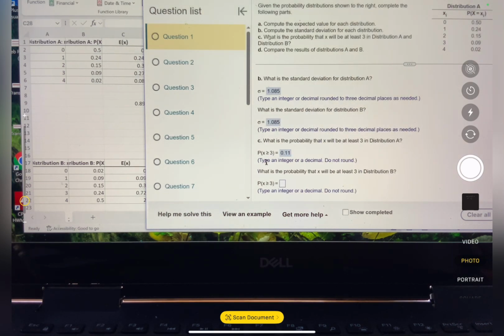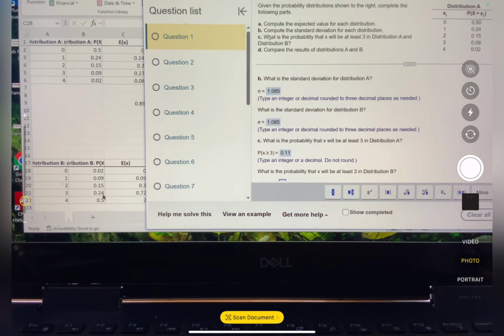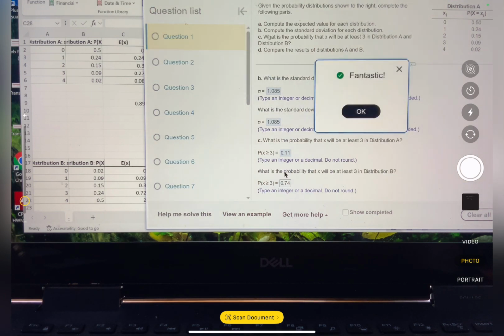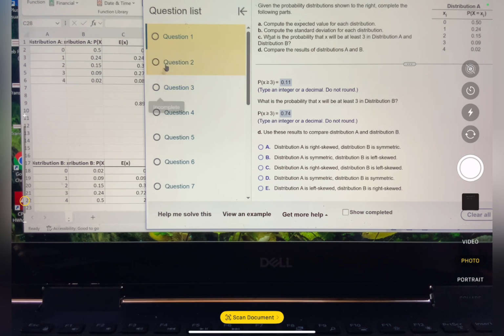And greater or equal 3 for B. For B, we have what? 0.24 and 0.5. 0.74, right? Okay, we are done. Moving to question number 2.